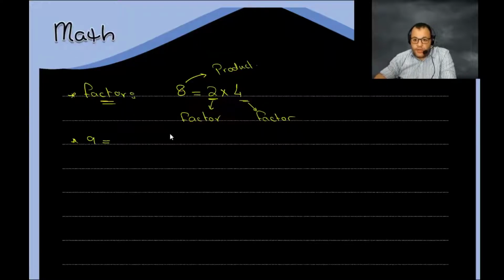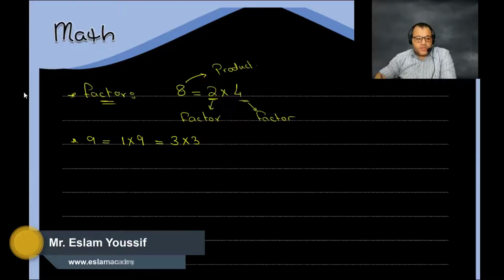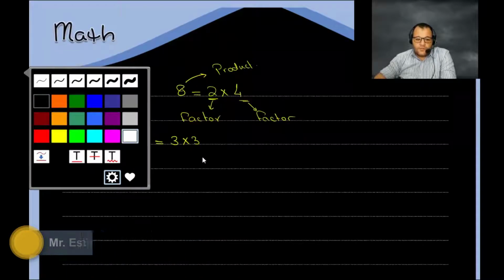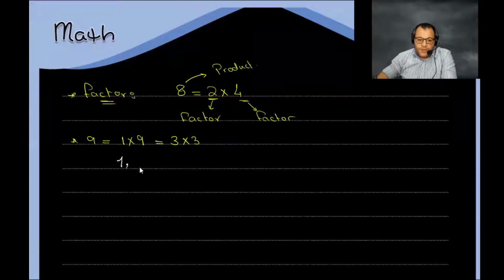I can say for any number, the first two factors are 1 and itself, because 1 times 9 equals 9, and 3 times 3. So what are the factors of 9? The factors of 9 are 1, 9, and 3. You understand it? Any problem for the factors of a number?